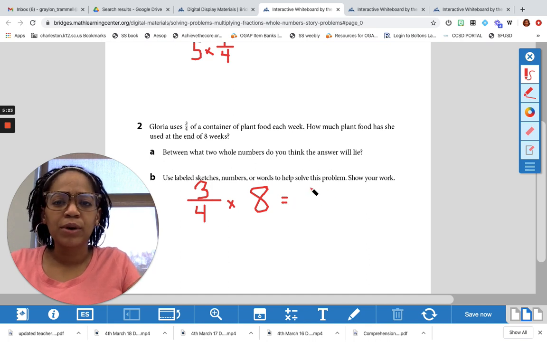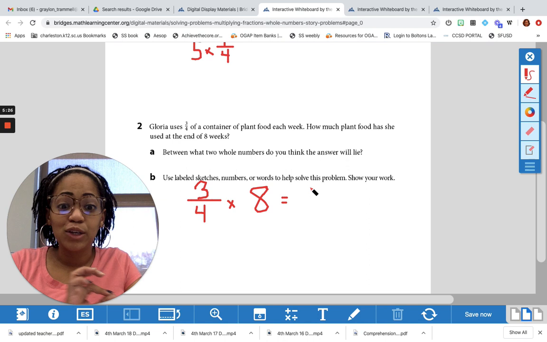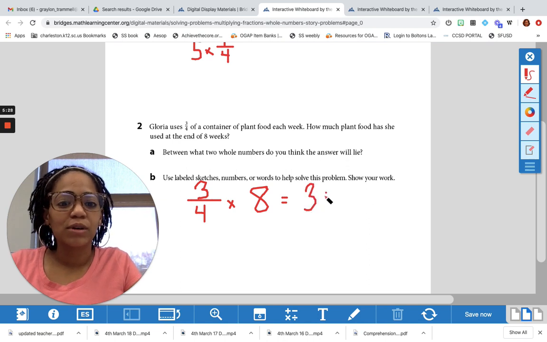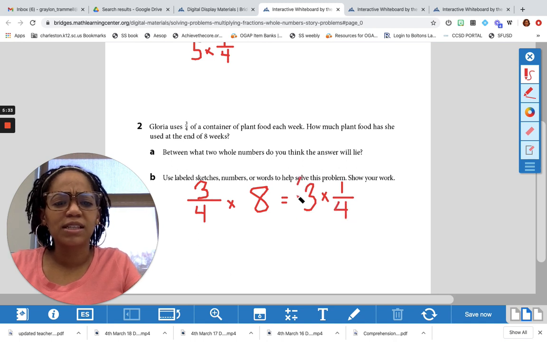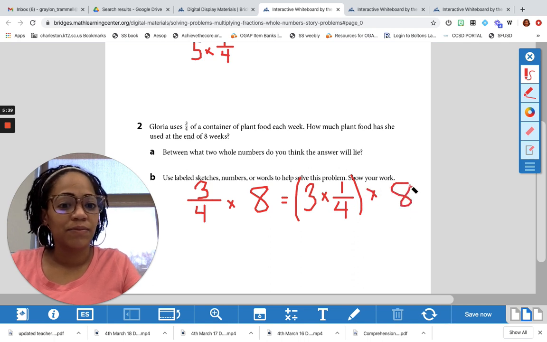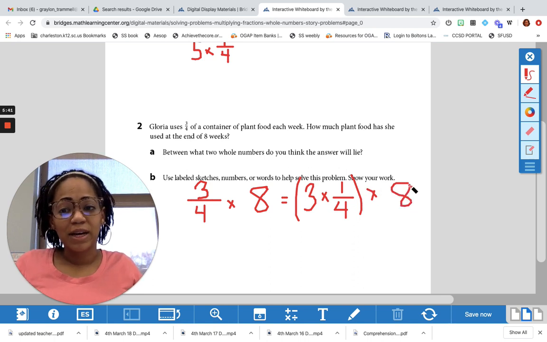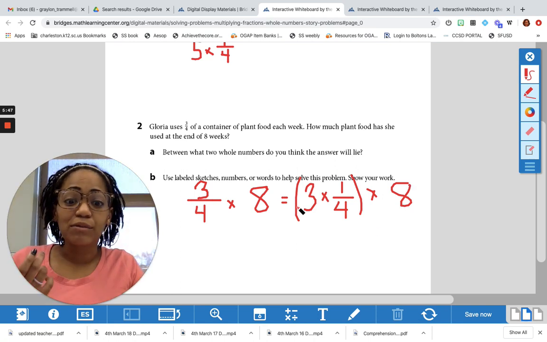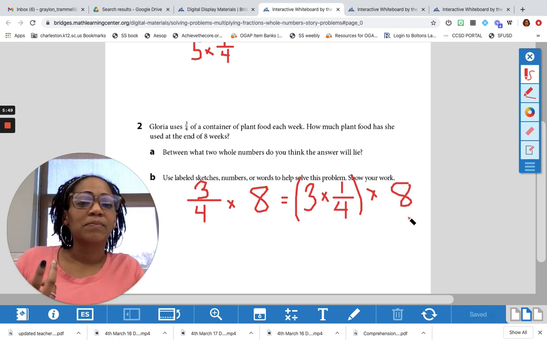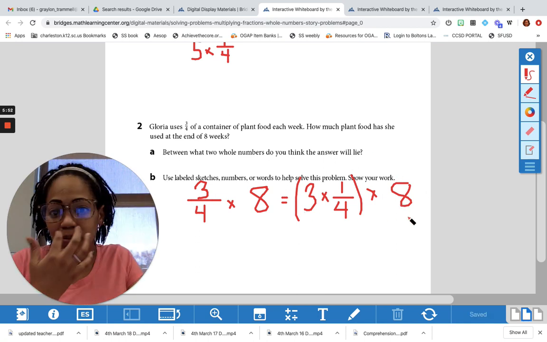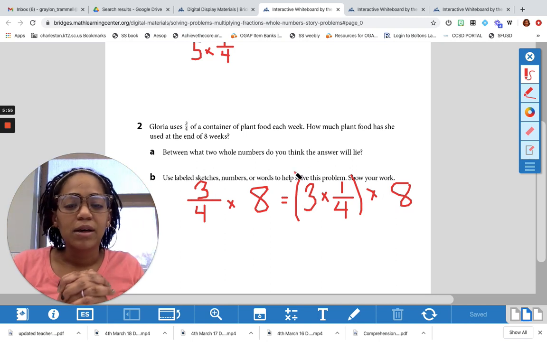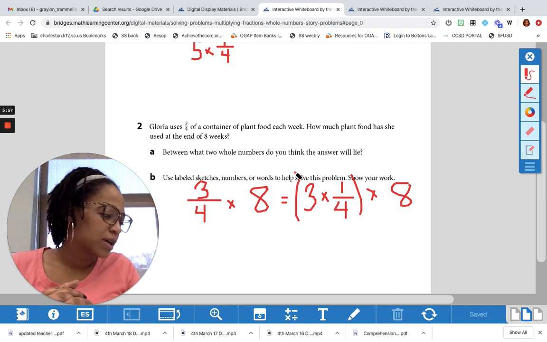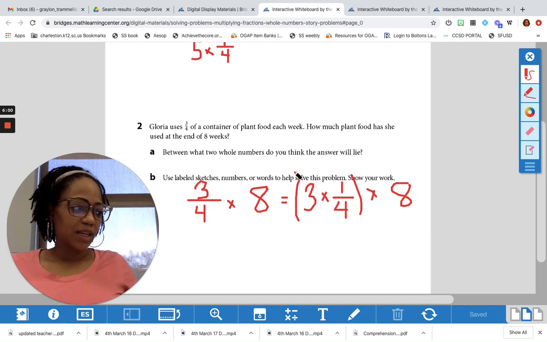Now, I'm going to show you something. I'm going to break 3/4 into a whole number times a unit fraction because that's what we really need to focus on in 4th grade. 3/4 is the same thing as saying 3 times 1/4, still times 8. Maybe that'll help you as you're thinking about how to solve this problem. Because we can use our properties, we can move some numbers around and reassociate 8 and 3 together so that we would have a different problem. And maybe that'll help you when you're thinking about possibly what two whole numbers would lie between the answer for this problem.